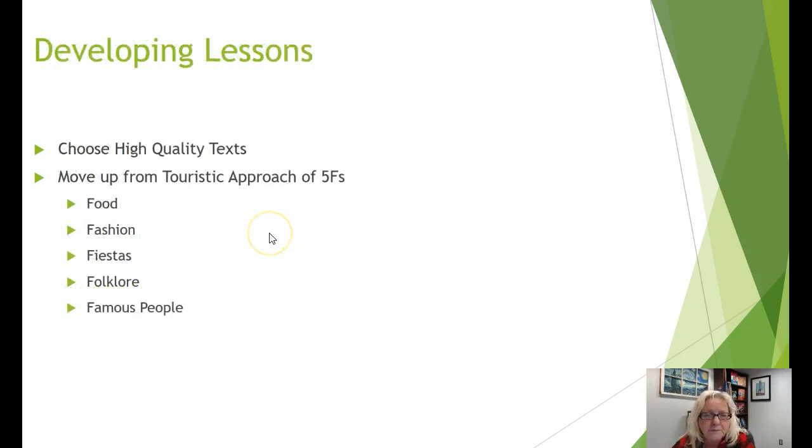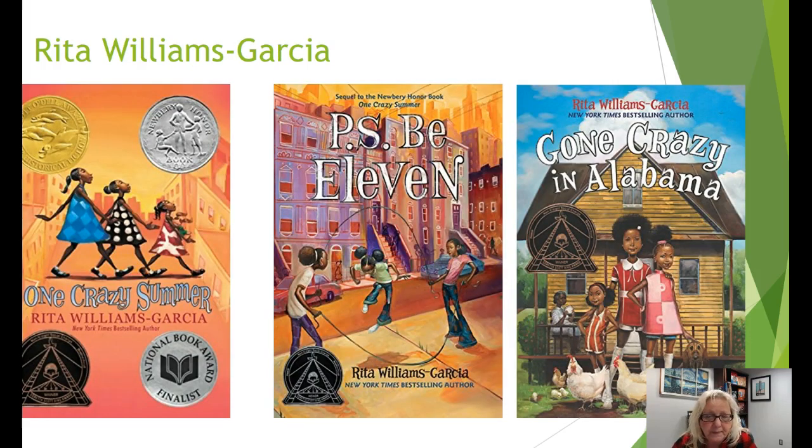Okay, so when you're developing lessons, what has been suggested is to choose high quality texts and move up from the touristic approach of the five F's. So go beyond just food, fashion, fiestas, folklore, and famous people, and get into a deeper examination of the culture. And as I'm doing in most of these lectures about genre, I just wanted to point out a couple of books within the genre that could be interesting.